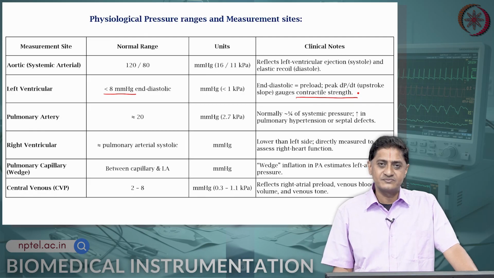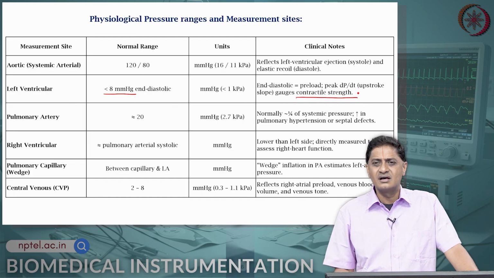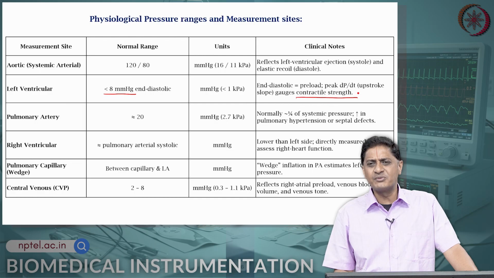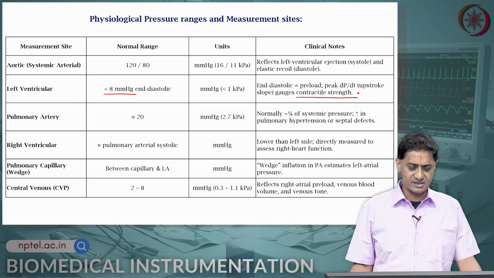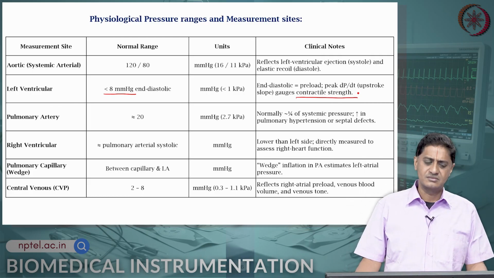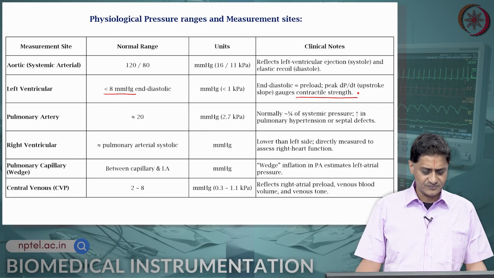Pulmonary artery, the pressure is approximately 20 millimeter mercury. This is approximately 25% of the systemic pressure. So, when this increases, it usually points to hypertension or septal defects. Such deep information we can get about health by using pressure.